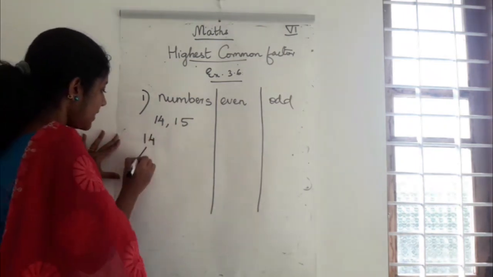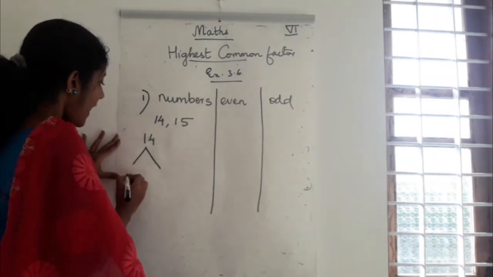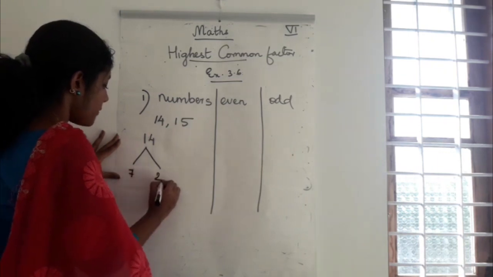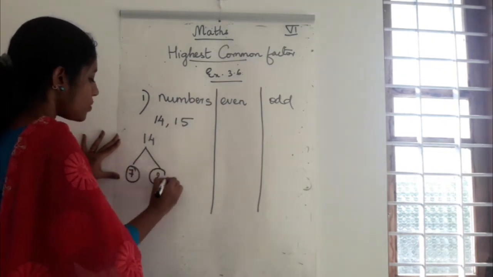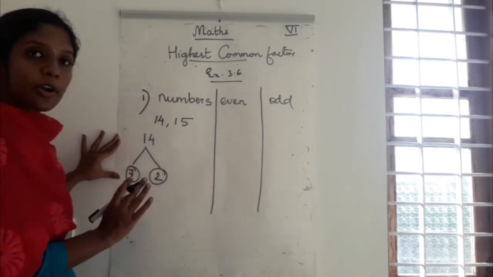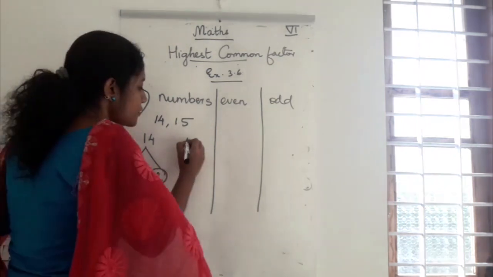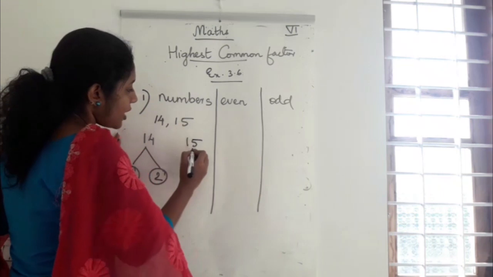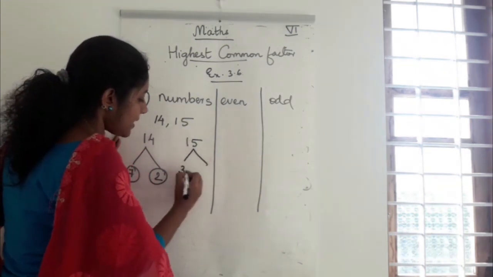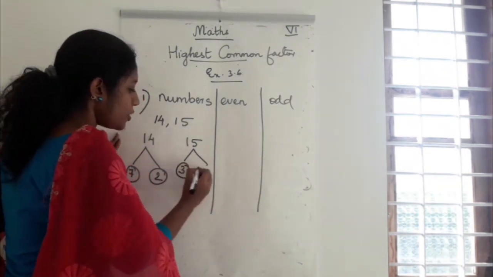Okay, so when you do the factors of 14, that is 7 into 2 is 14. Here 7 is a prime number, 2 is a prime number. So you cannot find any further factors. Then I am going to find the prime factorization tree of 15. 15 is 3 fives are 15. Again you cannot do it further.